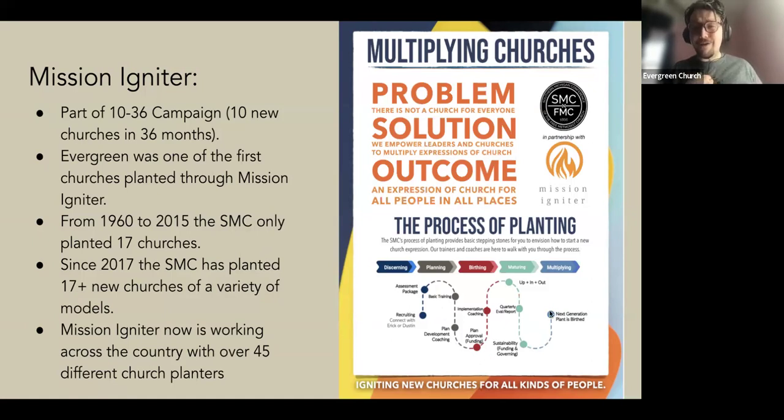And I was one of the first church planters to walk through this process and to discover the holes and help fix them. And so I have real deep ownership and passion about this process, and I get to work with church planters now. But Evergreen was one of the first church plants planted through Mission Igniter. And what's really fascinating here is that from 1960 to 2015, the Southern Michigan Conference only planted 17 churches.